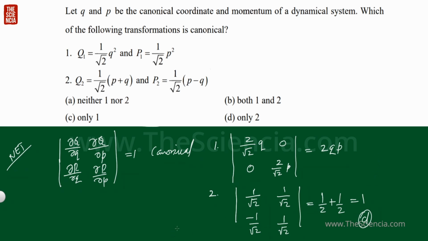So this kind of questions are very easy to solve. What you want to remember is, you have to remember the condition for canonical transformation, and you should know how to do these derivations. Then you get 3 marks or sometimes 5 marks.